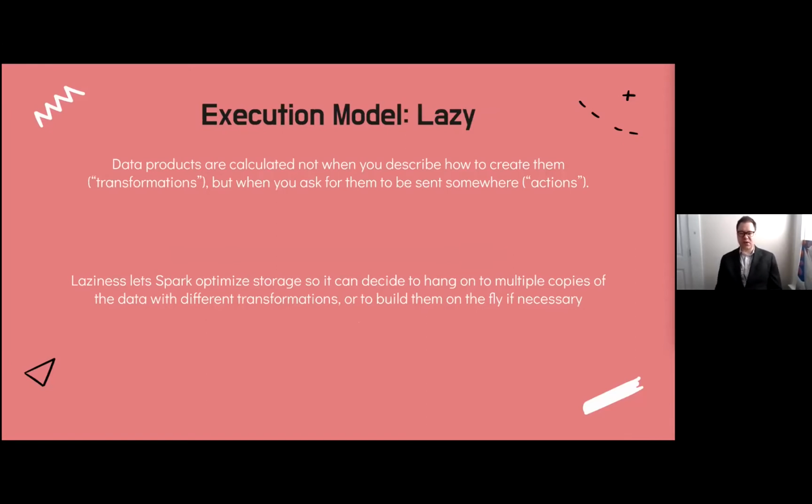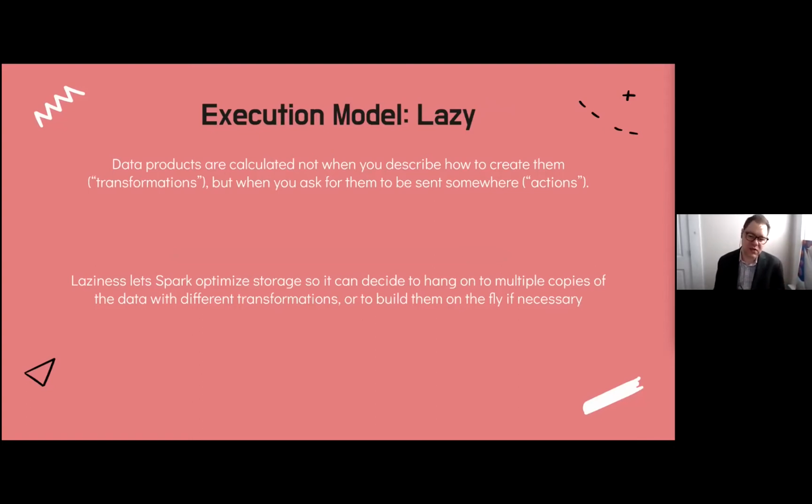New data frames are calculated not when you describe how to create them, which are operations called transformations, but when you ask for them to be sent somewhere, which are called actions. So using the example that Audrey just brought up, a select statement on a data frame doesn't actually run any code. If you hit enter on a select statement, Spark will return immediately, even if you have petabytes of data behind that select statement. What's happening is Spark is building up the record of what you want done.